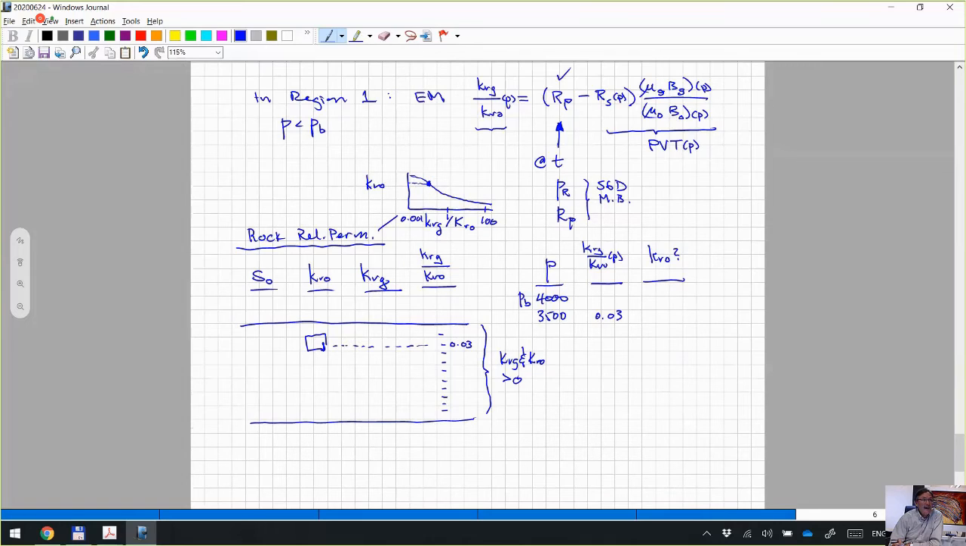So if you plot KRO versus KRG over KRO, it's always monotonic. That's why it's always monotonic, and it starts up here close to 1 and goes down towards 0. That's why you can get this value from the table. Otherwise, if it's not a monotonic function, then you can have two values of KRO with the same ratio. No, it'll always be monotonic, guaranteed. Yeah. So you go in at a given pressure, you have the KG over KO, you go over and get the KRO.